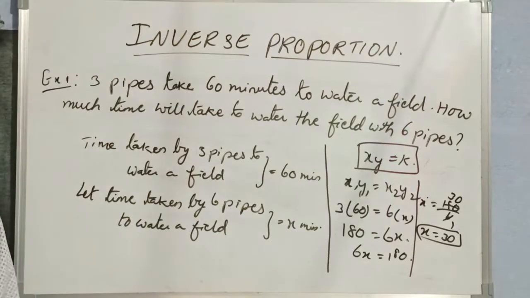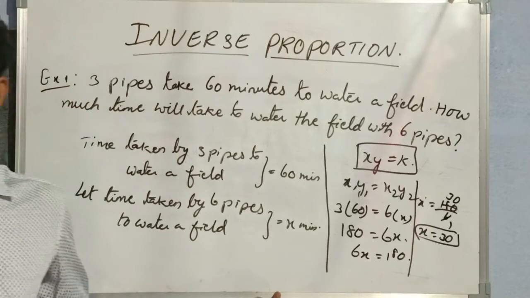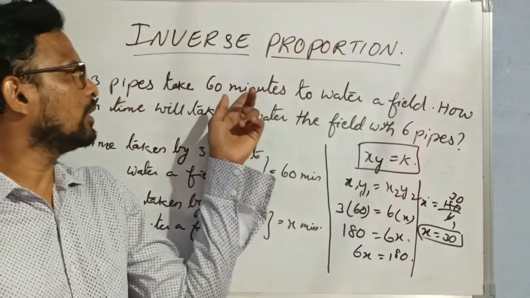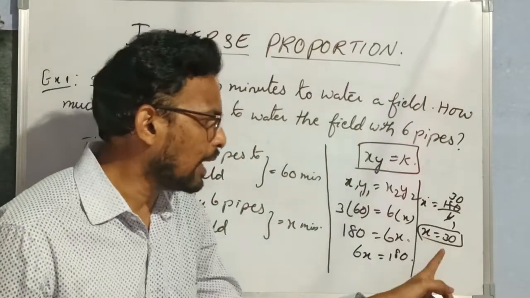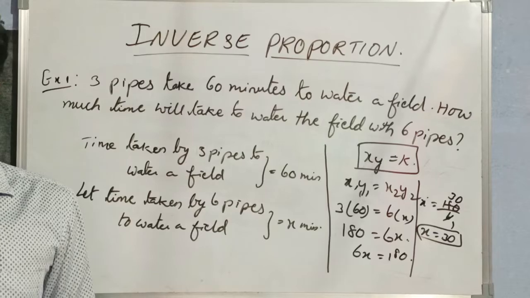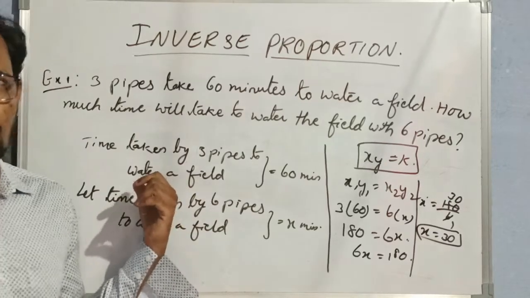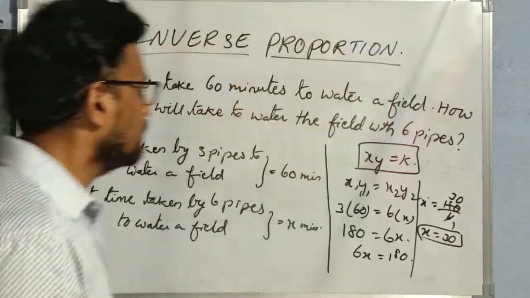Okay. So now the time taken will reduce to how much? 30 minutes. Instead of 60 minutes with 3 pipes, if we are using 6 pipes, the time taken becomes 30 minutes. Understood everybody? This is how we have to solve our problems in inverse proportion. Okay. Let us solve one more problem.